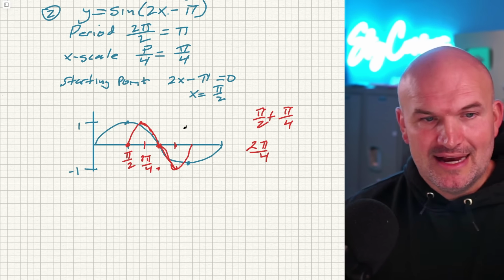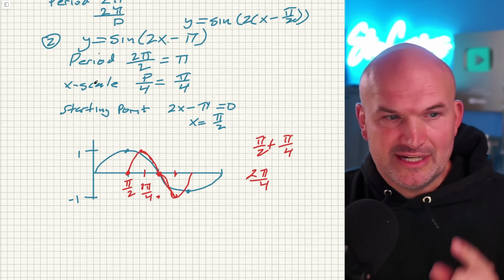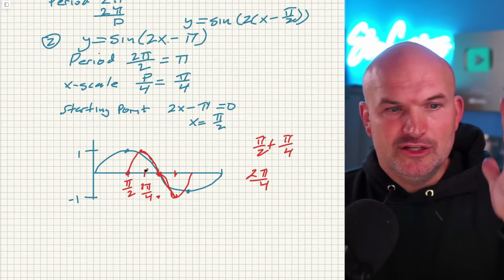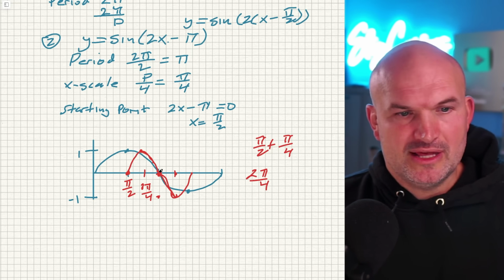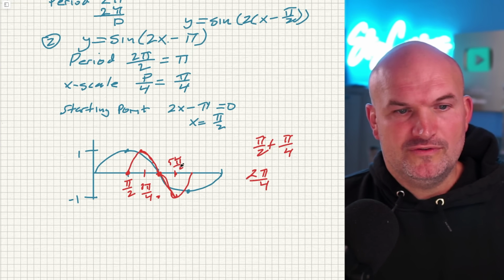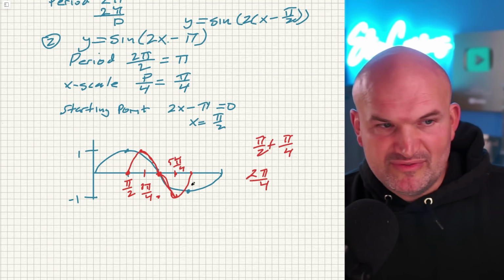And now you can see I was able to condense it. So if you can understand how to identify the period, the x scale, and your starting point, you can simply just count to be able to identify what these current points are going to be. So that'd be 4 pi over 4. Let's say that's going to be 5 pi over 4. And this would be 6 pi over 4, which we already remember was 3 pi halves, right? If you simplify and reduce it.